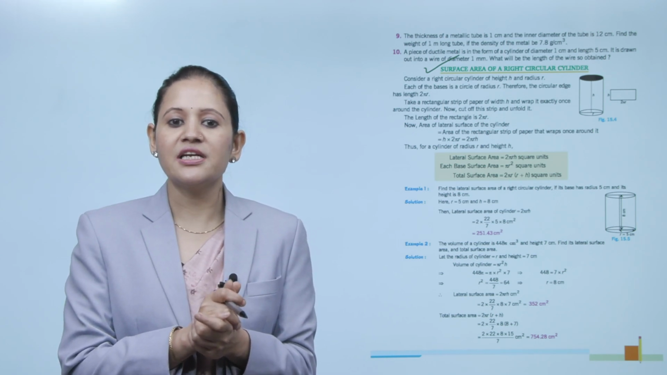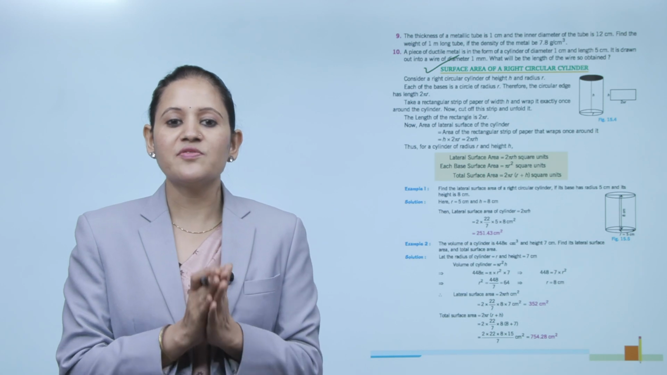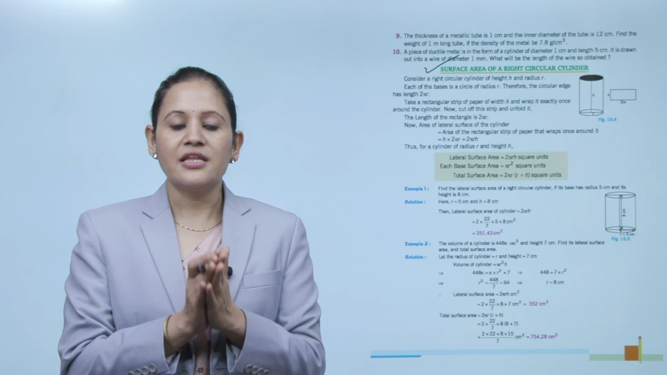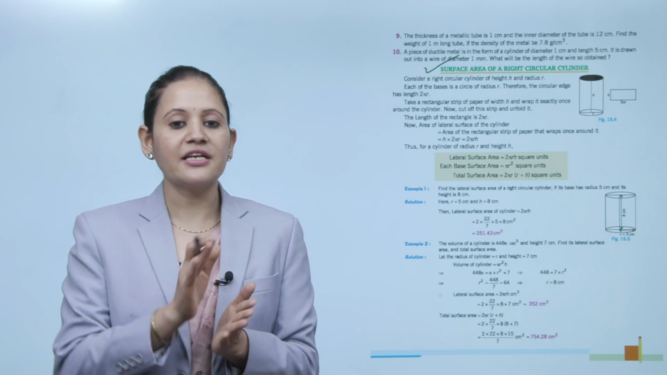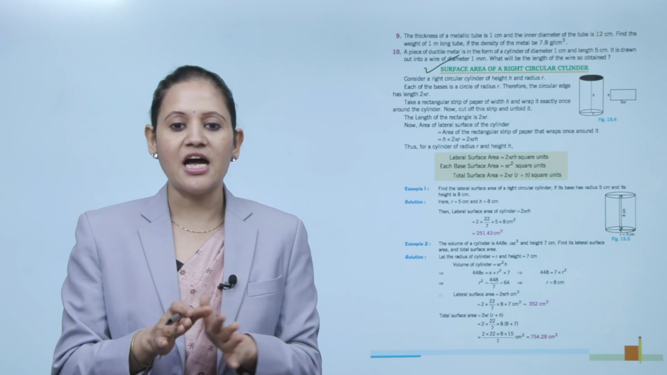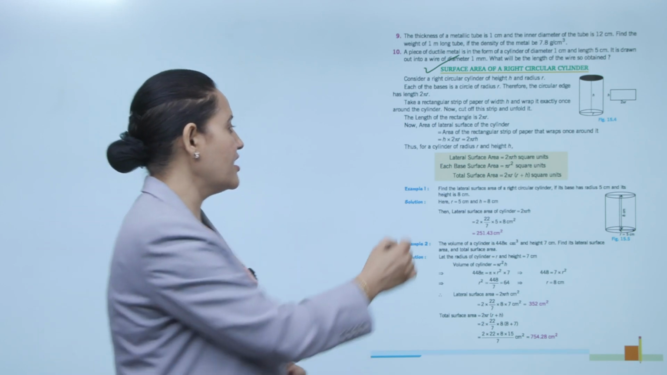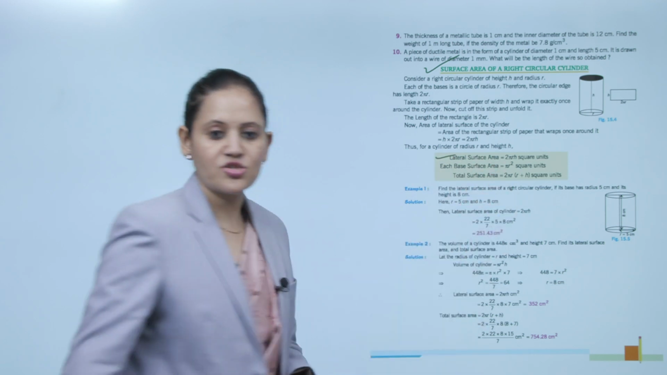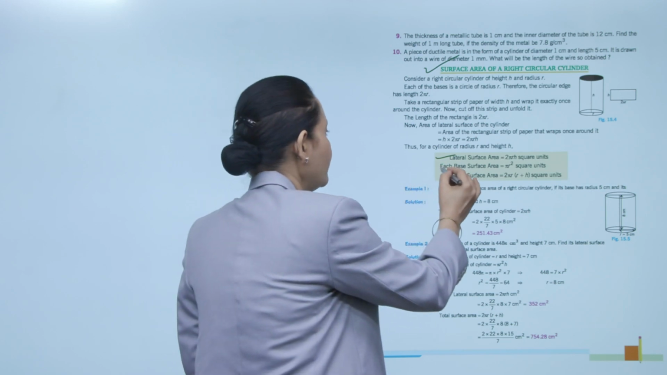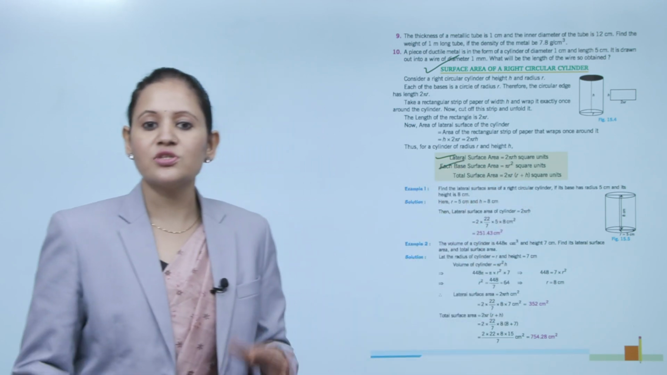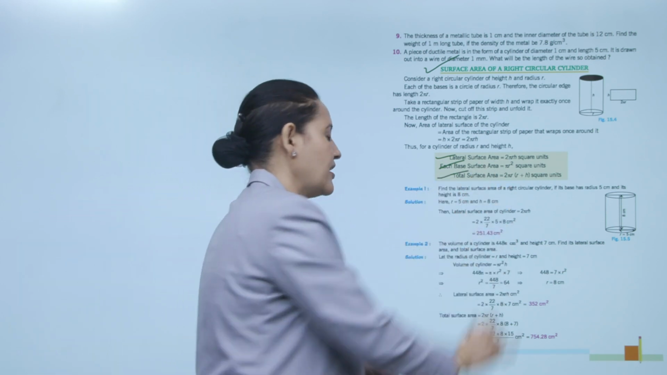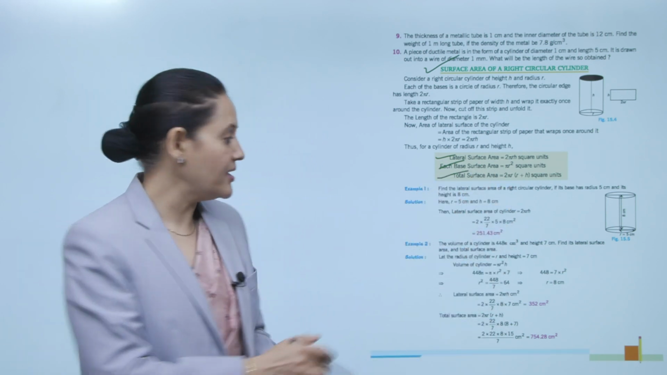Now, the lateral surface area of the cylinder is equal to the area of the rectangular strip of paper that wraps around it, that is equal to h into 2 pi r, that is 2 pi r h. Thus, for the cylinder of radius r and height h, the lateral surface area is 2 pi r h square unit. Each base surface area is pi r square unit and total surface area is 2 pi r times r plus h square unit. Clear? Now we'll take an example.